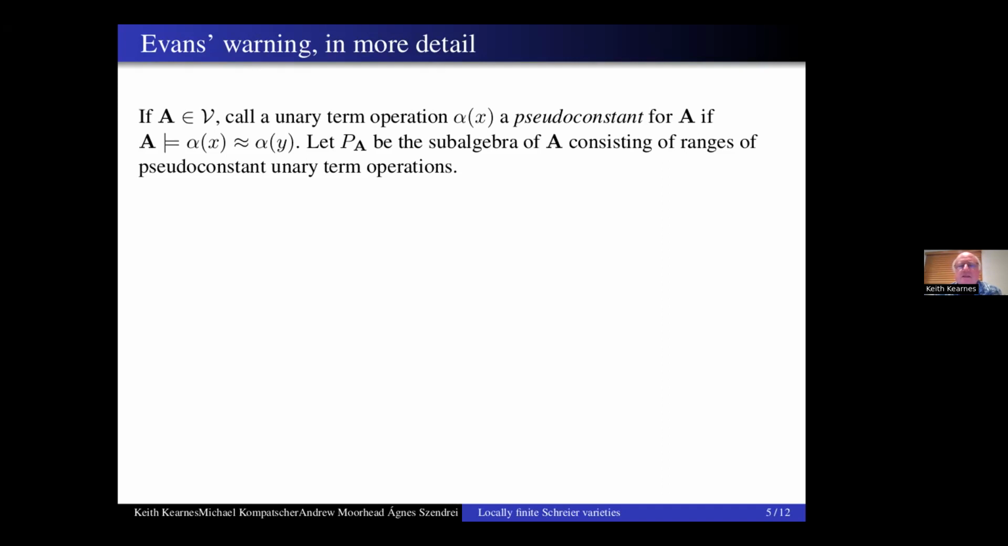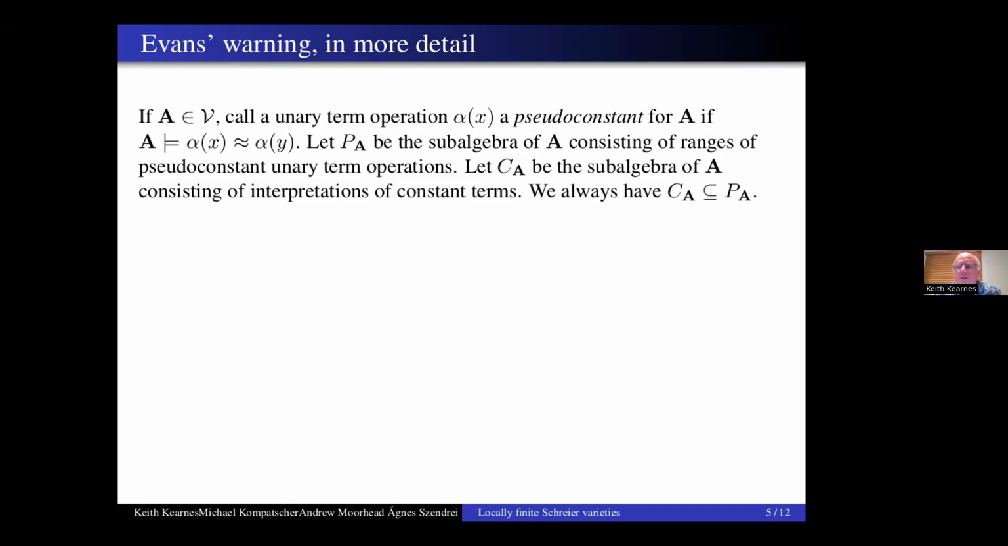Now I let P sub A be the subalgebra of A consisting of the ranges of the pseudo-constant unary term operations. That's a subalgebra. Now I go to the constants in the language, and I look at the subalgebra consisting of the interpretations of constant terms. We always have that if it's named by a constant, then there will be a pseudo-constant unary operation with the same range. There still will be a constant unary function with that same range. We always have this. And if there is a constant in the language, they're equal.